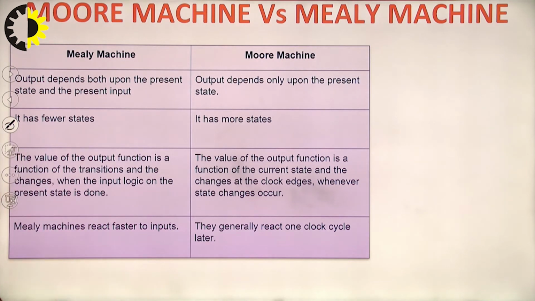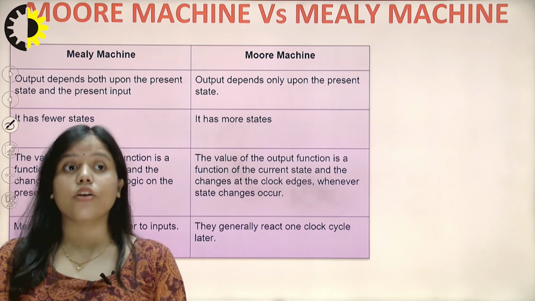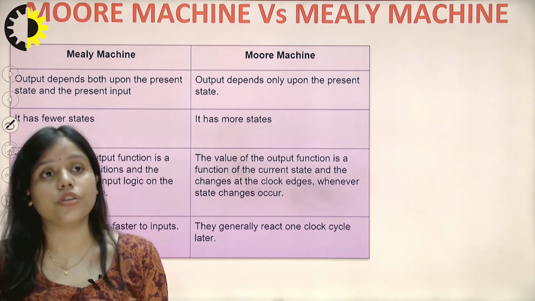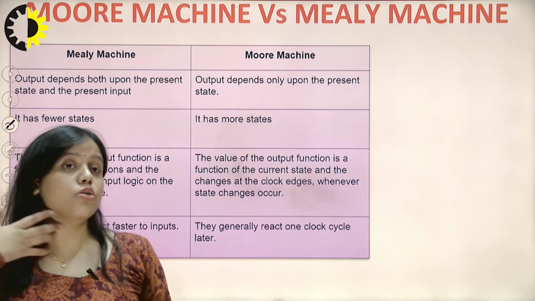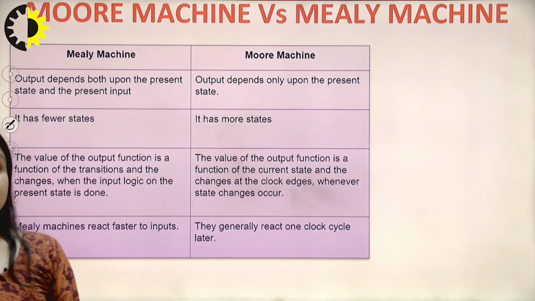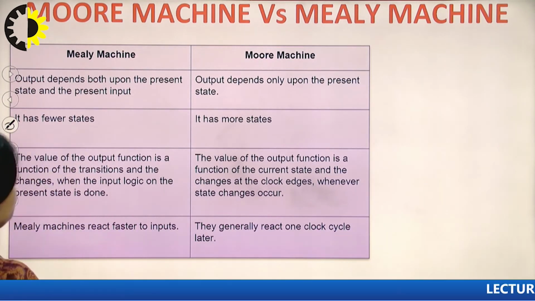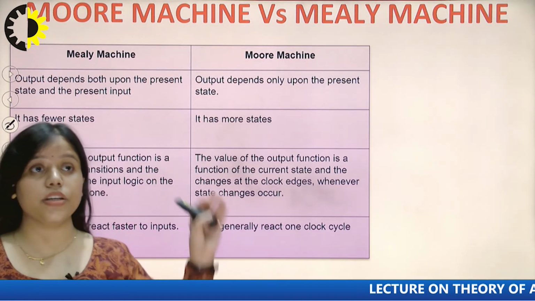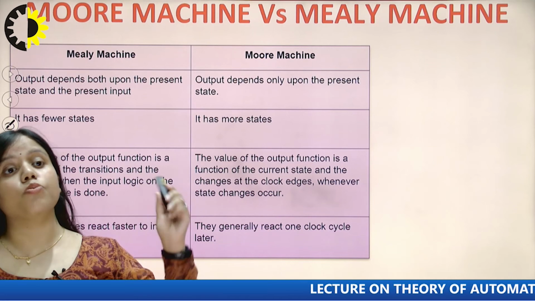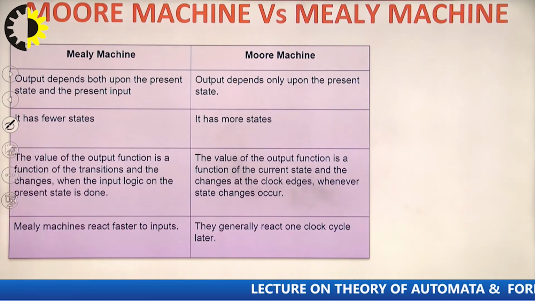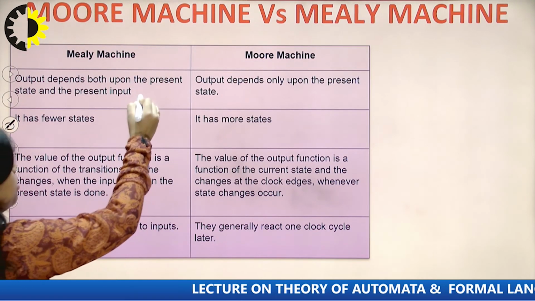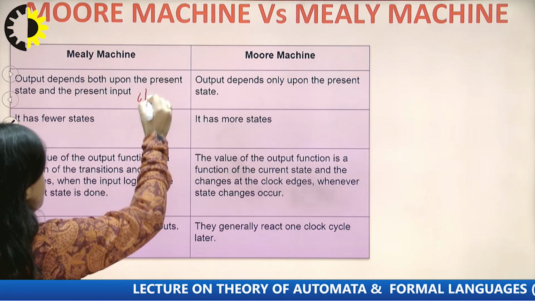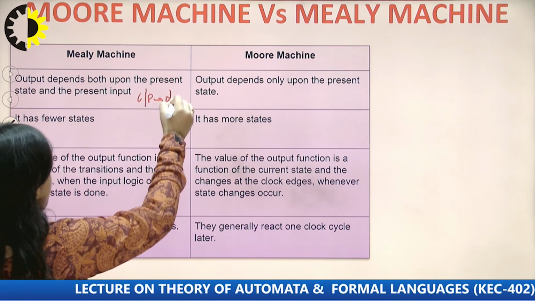In a Mealy machine, output depends upon the present state and the present input. We have to take care of this because we are going to do conversions further, which will be very important. In a Moore machine, output depends only upon the present state. How do we differentiate this? Present state means whatever input we are talking about, we have the output along with it.